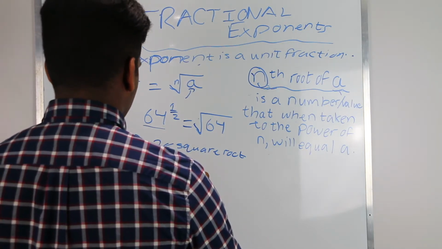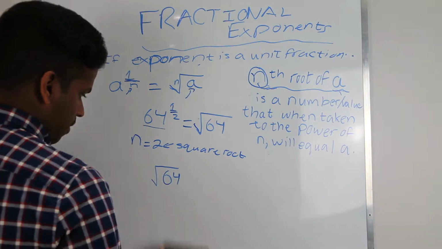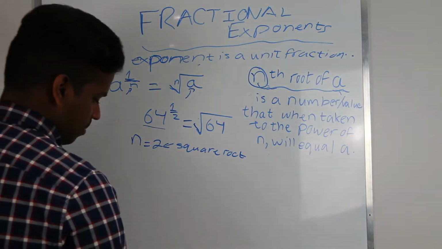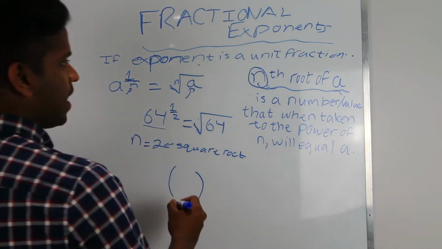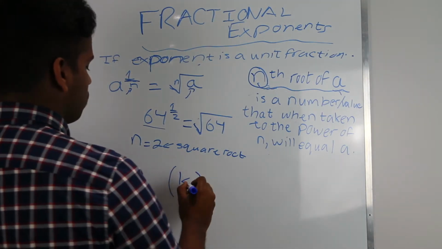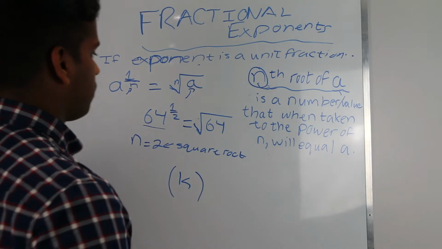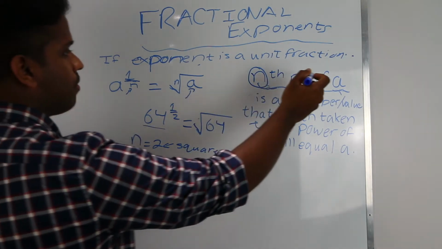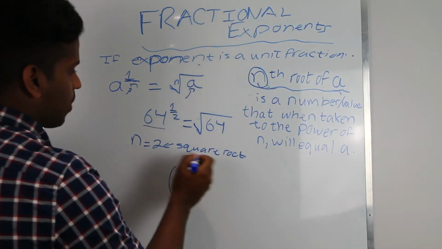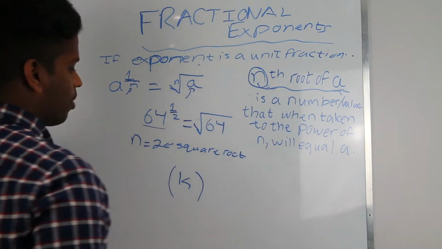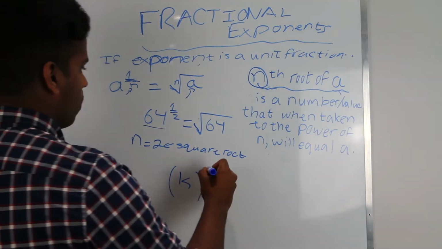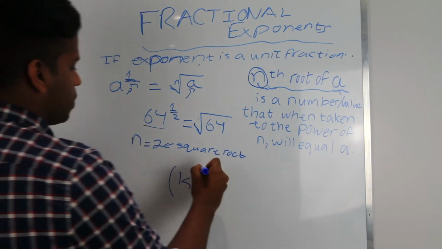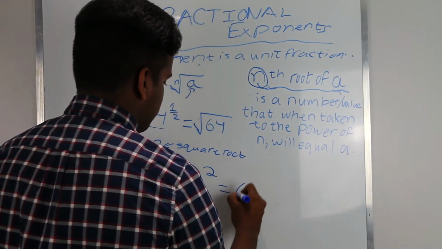So the square root of 64, okay? Remember how I showed you in the other example, we had a base. Let's keep the base as k. Let the nth root, or the value of the square root of 64, the square root of a, which is 64, represent k. I'm just going to assign a variable. So k to the power of n equals 2, equals 64.